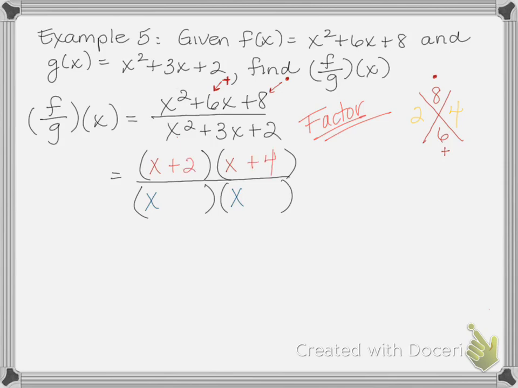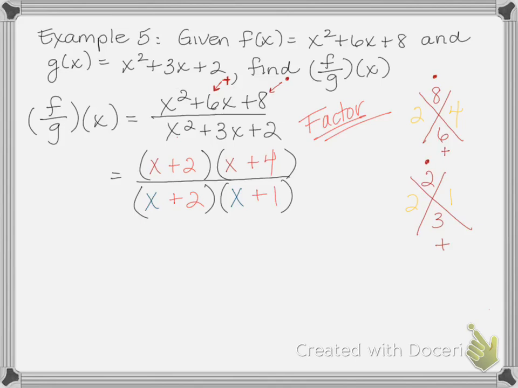You're going to do that same thing all over again. Let's do another organizer. What times what is going to multiply to be a 2? That's the last term. And what plus what is going to give me the 3, which is the middle term? Well, I figure it out. I know that 2 times a 1 will give me 2, and a 2 plus a 1 will give me 3. So that works out pretty well. So I'm going to put a positive 2 and a positive 1.